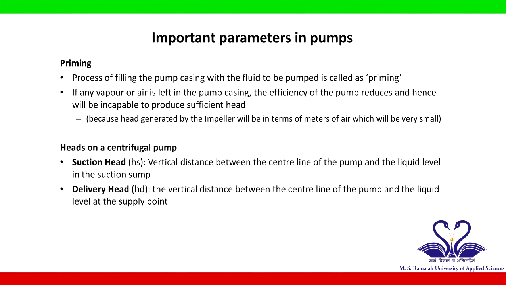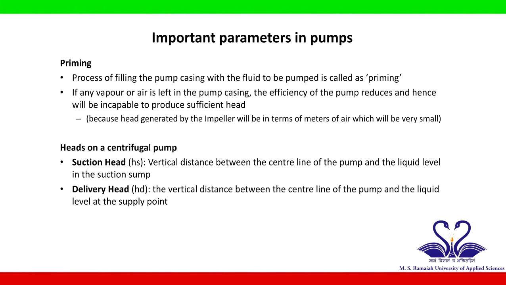Priming is a process of filling the pump casing with the fluid to be pumped. If any vapor or air is left in the pump casing, the efficiency of the pump reduces and hence will be incapable to produce sufficient head, because head generated by the impeller will be in terms of meters of air, which will be very small.